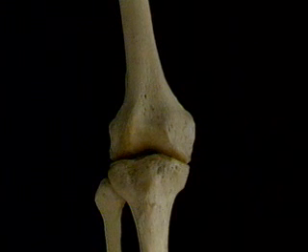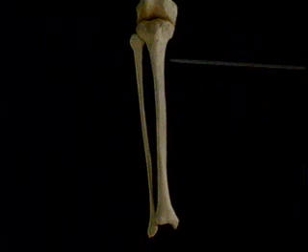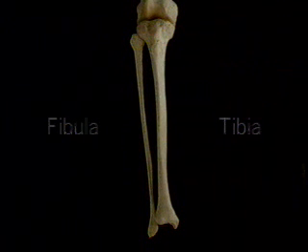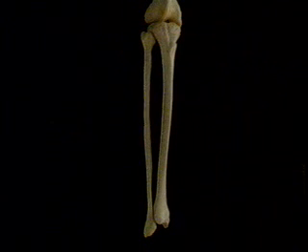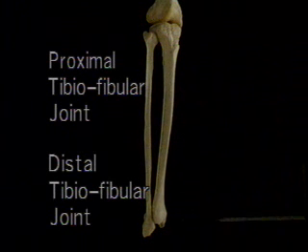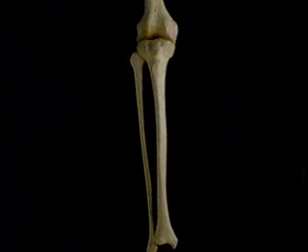Now we'll add the tibia and the fibula to the picture. The tibia and the fibula are fixed to each other firmly by two joints, the proximal and distal tibiofibular joints. There's almost no movement at either of these joints.